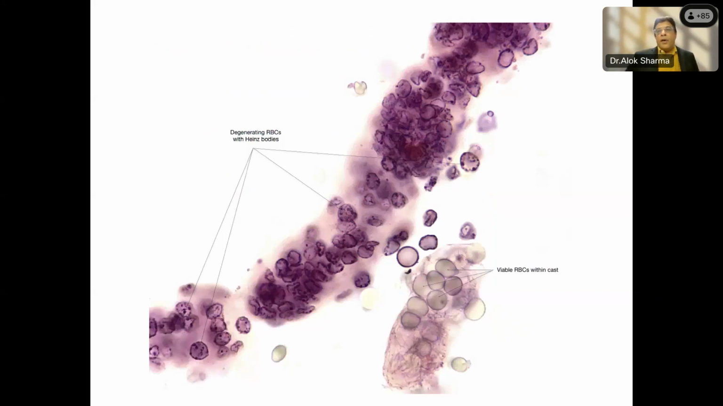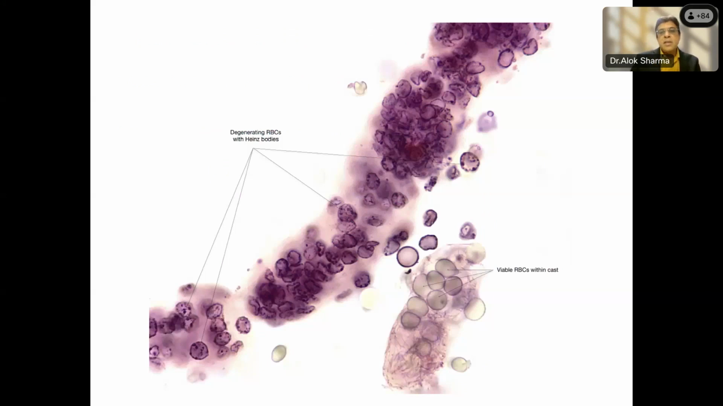Now, a very important part of doing urine examination, especially when you are dealing with a patient who has a renal disease, is looking for RBC casts, right? So this is just an example. I'm just brushing you through basic appearances before we go into slightly more detail.